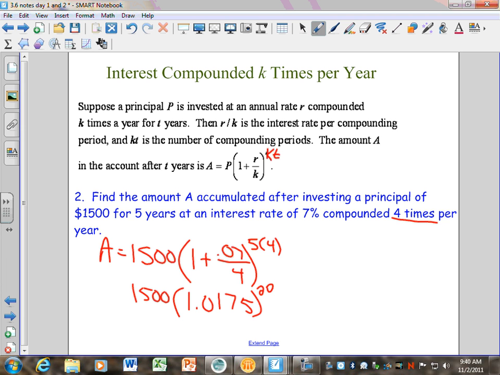A 20th power, and after 5 years at 7% interest, you should have about $2,122.17. Did you get that?